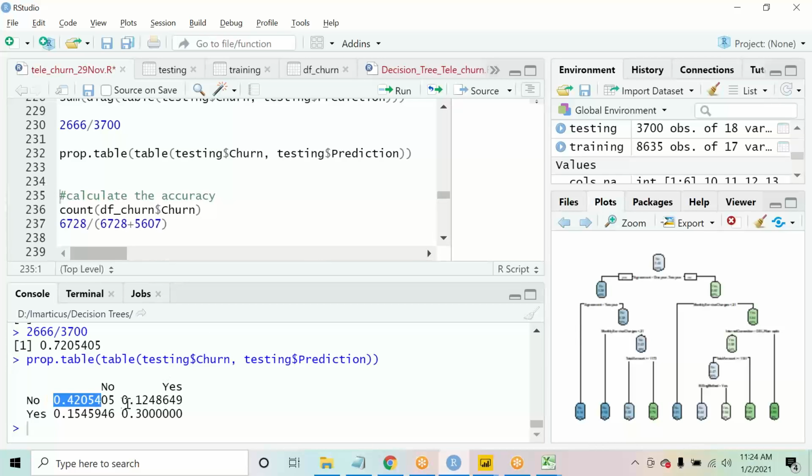42% no to no, 12% no to yes, then 15% yes to no, and 30% yes to yes. If you add up all these together, this will give you 100%. So if you just add this 42 plus 30, that gives you 72%. So you're getting an accuracy of 72% in this case.